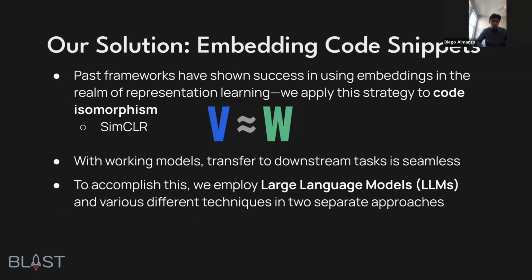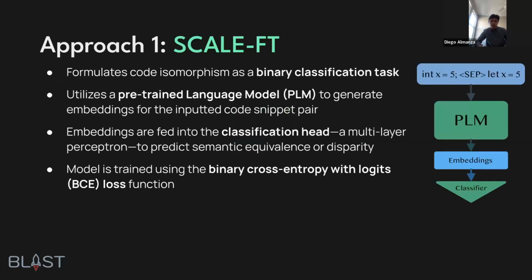Our approach to tackling all 3 goals lies in embedding code snippets. Taking inspiration from past frameworks, we choose to use embeddings for a couple of reasons. For one, SimCLR has shown incredible success in using embeddings for representation learning. Another benefit is the seamless transfer to downstream tasks when working with models. In order to apply the concept of embeddings to code isomorphism, we use 2 different approaches which both utilize large language models, or LLMs. Now Jason is going to explain our 2 approaches.